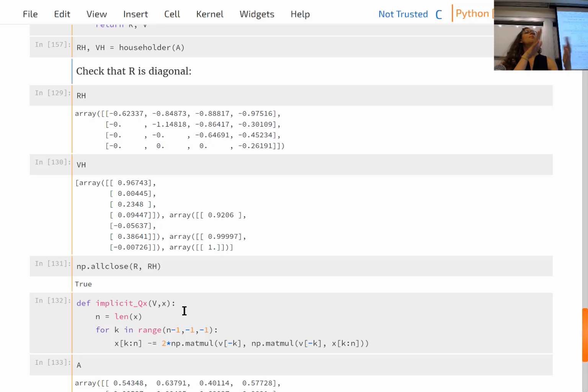This is something that shows up in numerical linear algebra periodically: you don't always need the explicit matrix. You just need to know what that matrix times a vector is, or what the solution is. Can I solve a system of equations Ax equals b when I know A and b?